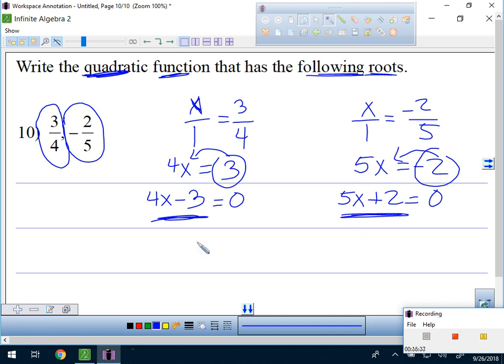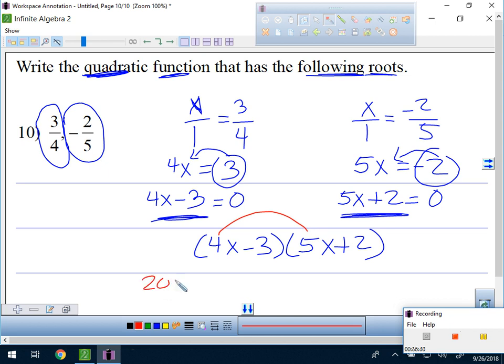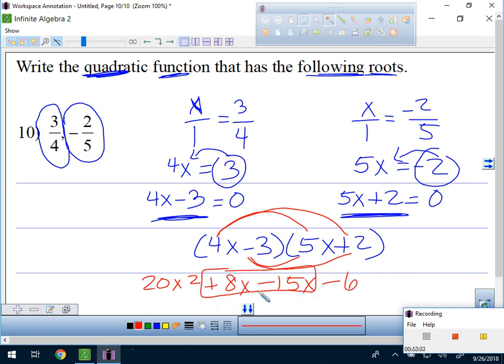What you do now, to get the original one, is multiply, and we're going to get our answer. So we're just going to put these 2 together, and we're going to FOIL them. So 4x times 5x, 20x squared. 4x times 2, 8x. Negative 3 times 5, negative 15x. And negative 3 times 2, negative 6. The only thing that's additional is make sure you combine your like terms.